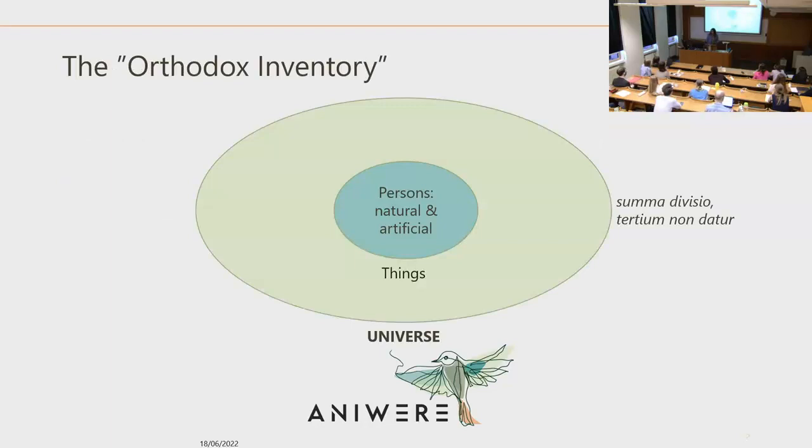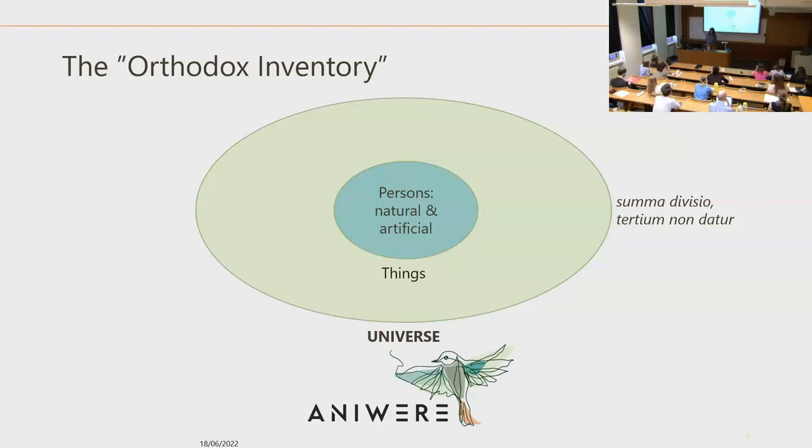So what is the orthodox inventory? It's basically this, probably familiar to many of you. Maybe not this specific picture, but the basic idea. We have legal persons who are either natural or artificial, as Carolina just pointed out. Natural persons are human beings, and artificial persons are corporations in the broad sense of the term. And then we have things.